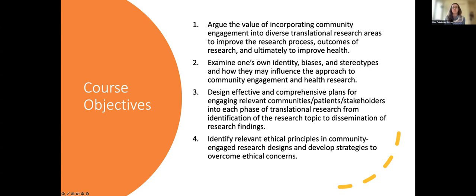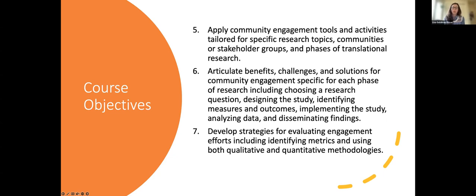You're going to learn how to design effective plans for engaging different types of community partners, patients or stakeholders into translational research. We'll talk about ethical principles. We won't spend one specific day on it, but it will repeatedly come up in the different topics that we talk about. Learn how to apply different community engagement tools and strategies. Articulate the benefits, challenges, and solutions for community engagement in research. And finally, develop strategies for evaluating community engagement.